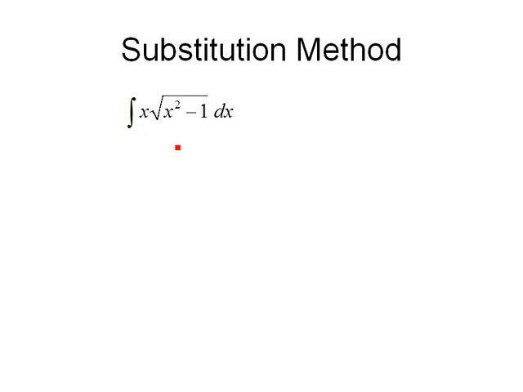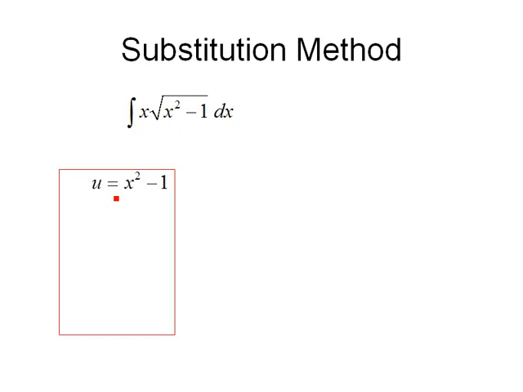So let's continue to make these problems slightly more complicated. But again, we want to look for something that looks like a composition. And here I see in the antiderivative of x times the square root of the quantity x squared minus 1 dx, I see x squared minus 1 inside of this square root. So that's what I'm going to pick to be my u.